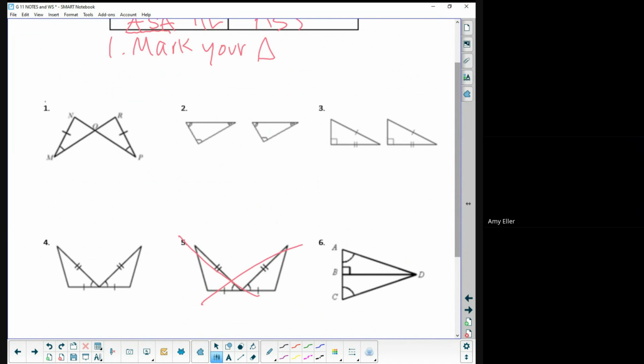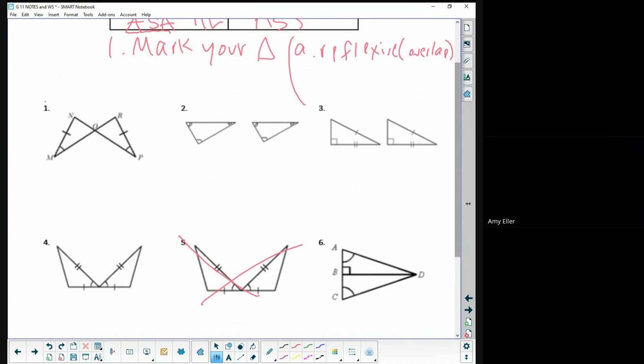Mark your triangle. There are 3 things that you can mark. You can mark reflexive, which is an overlap. Let me explain. Reflexive, which is an overlap.